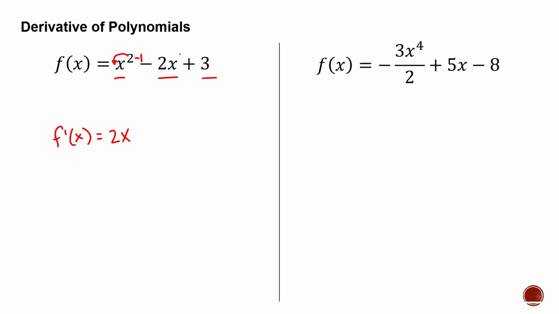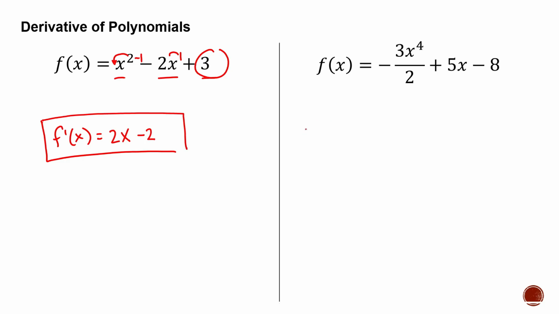And then for this, there's an exponent 1, right? Multiply that to negative 2. That gives us negative 2. 1 minus 1 is 0, so x raised to 0 will just be 1. And that gives us negative 3. If it's the constant, that will just be equal to 0. Okay? So, derivative of 3 is just 0. So, this is our answer.